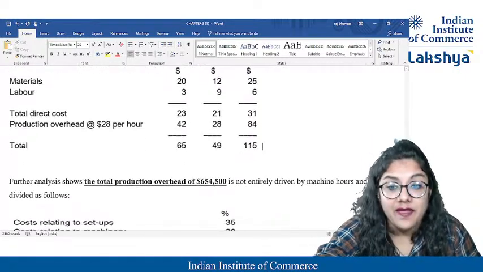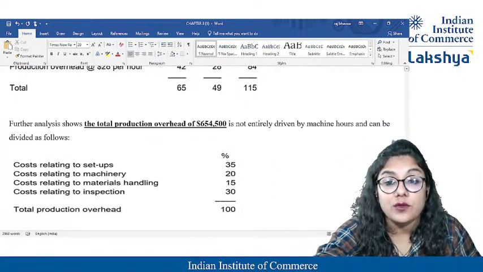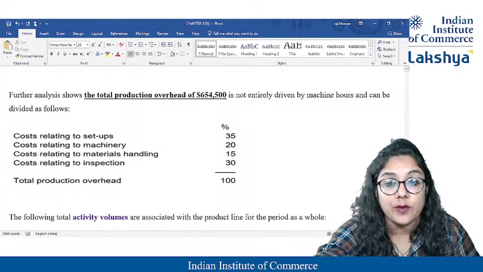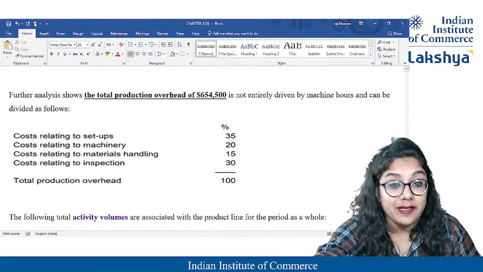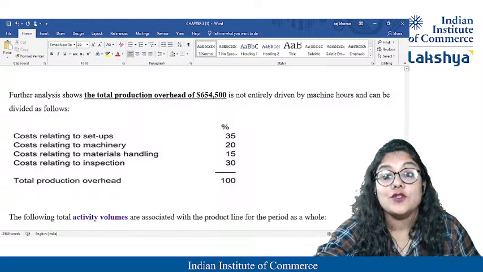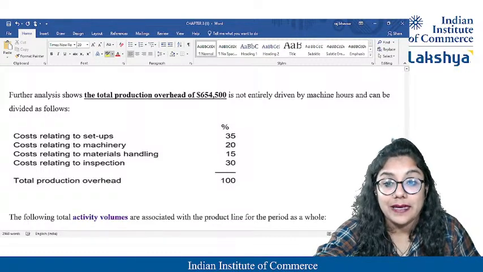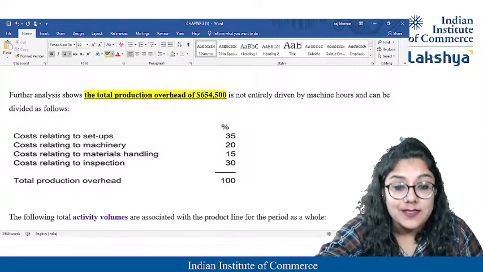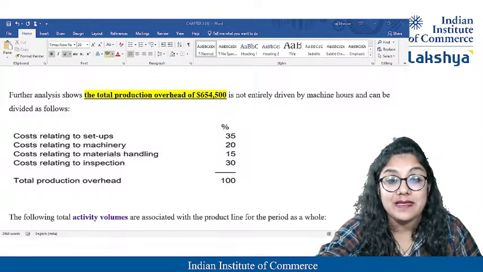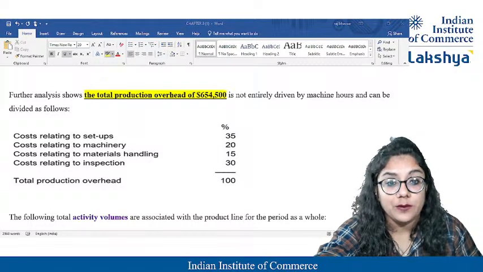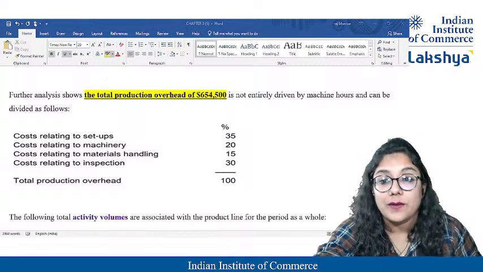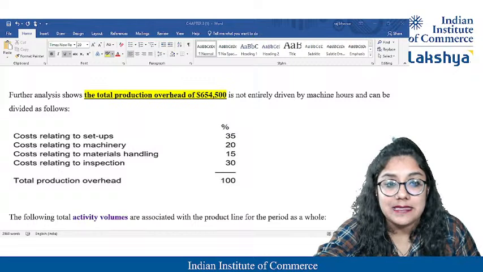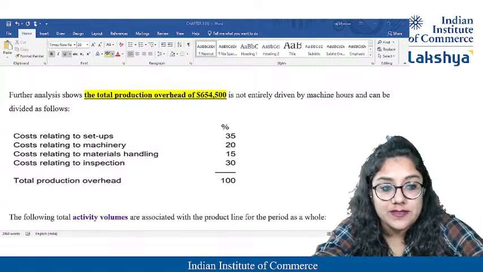Now what they have asked us: the further production overheads are 654,500. They have asked us to find out the production overheads so that I can now find the ABC costing. Without any further delay, let's understand how to solve this question.